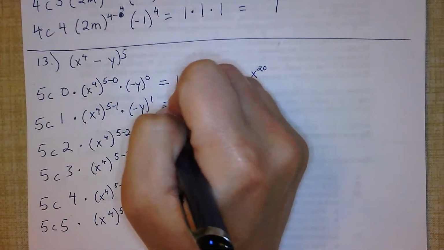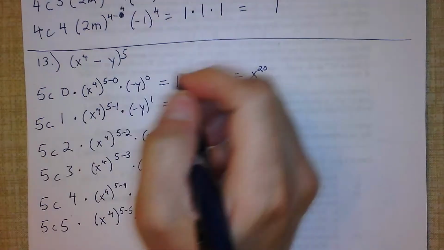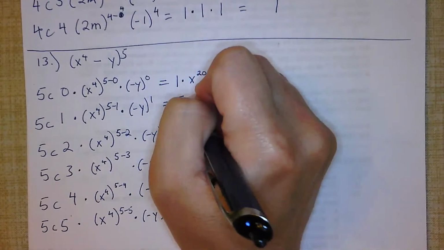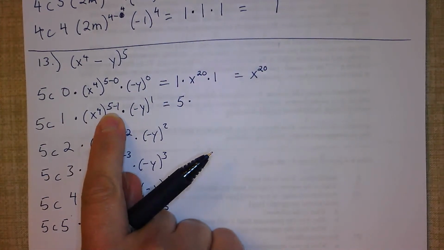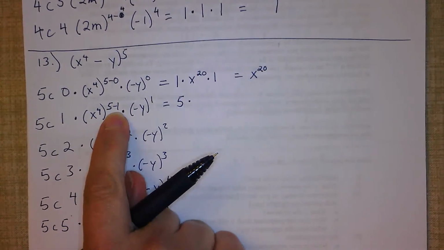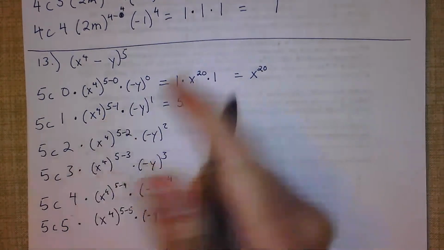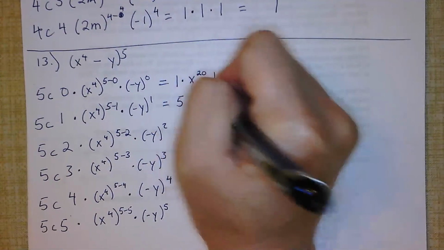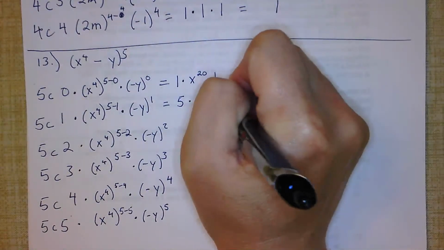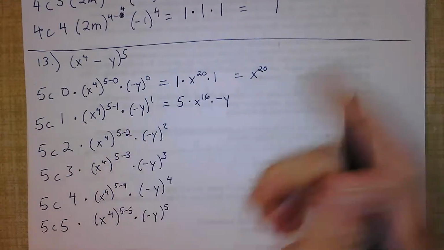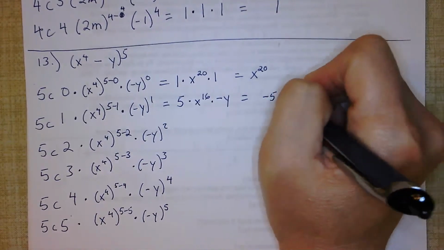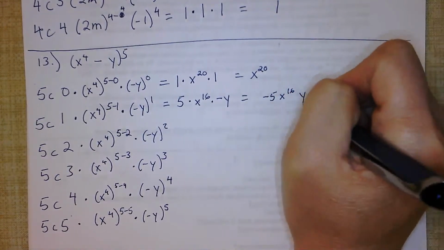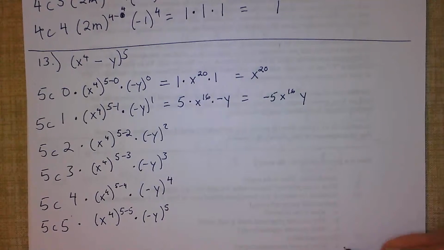5C1: if I have 5 items and I'm picking one of them, there are 5 ways to do that. Now 5 minus 1 is 4. x to the 4th to the 4th becomes x to the 16th. And now I've got that negative y because it's to the 1st. When I multiply all this together, I get negative 5 x to the 16th y.